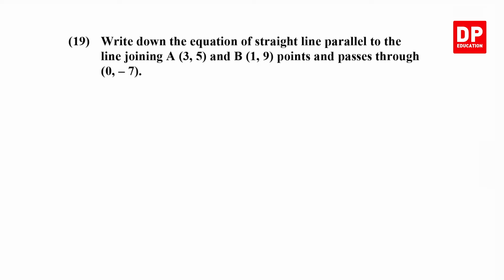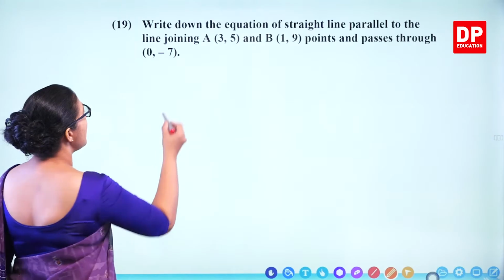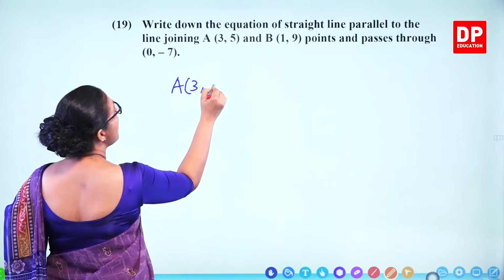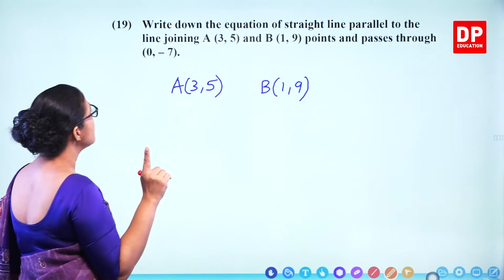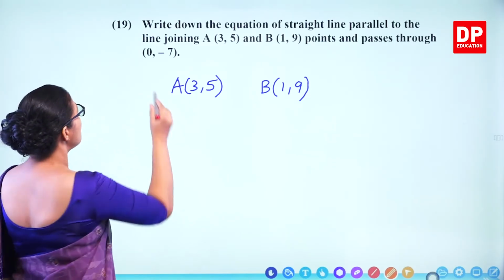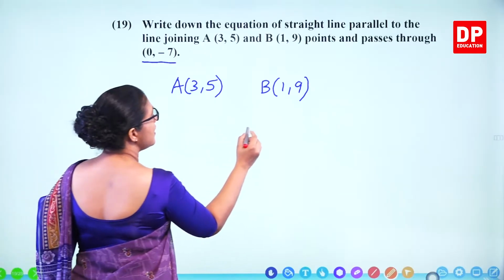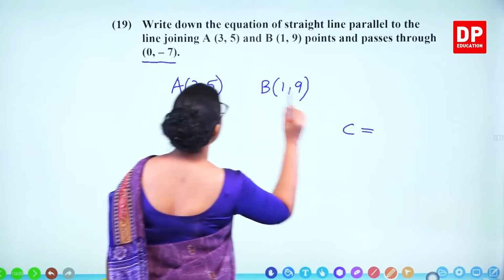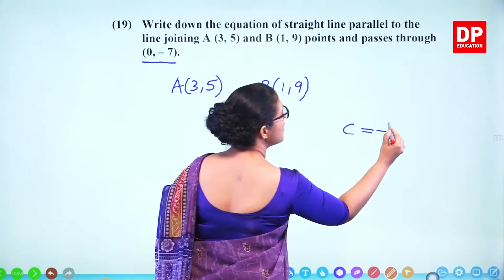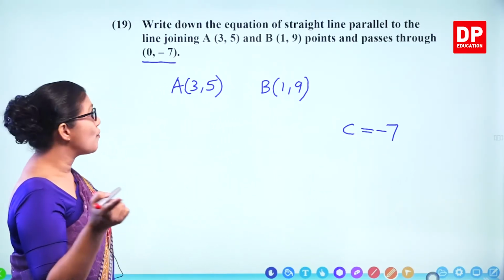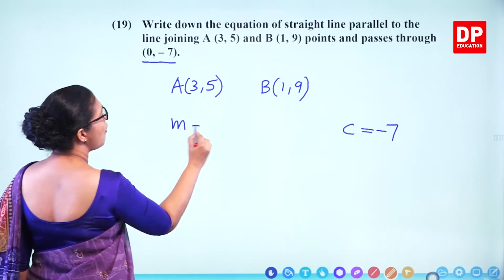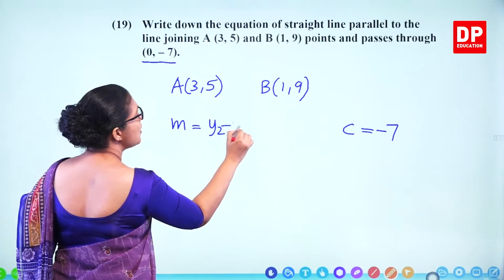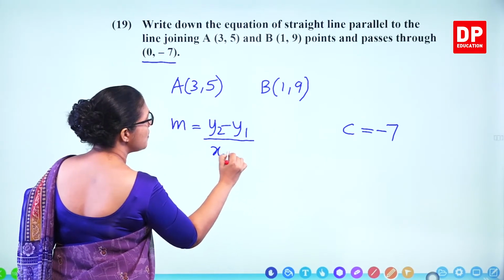Question number 19. Write down the equation of the straight line parallel to the line joining A (3, 5) and B (1, 9) and passes through (0, -7). So that means this is the y-intercept, the y value when x equals 0. So c equals -7. So we have to first find the gradient of this line. How do you find the gradient? Difference between y coordinates over difference between x coordinates.